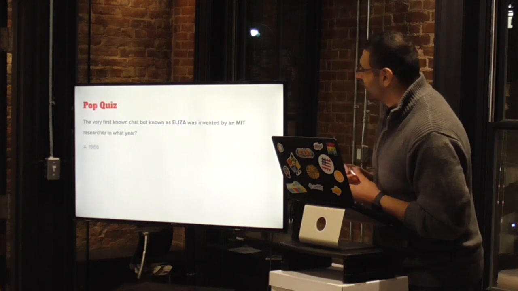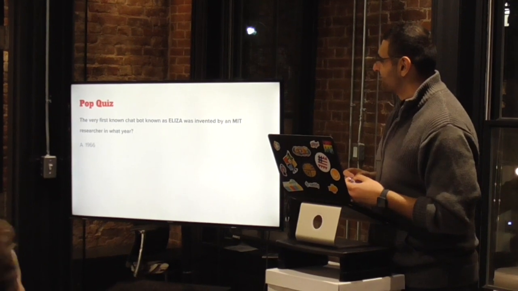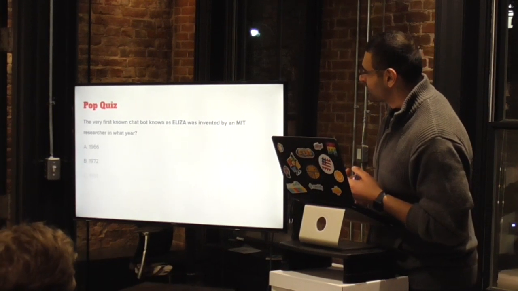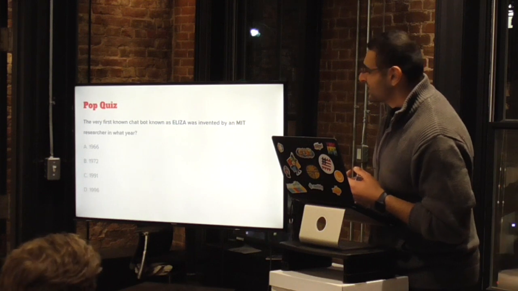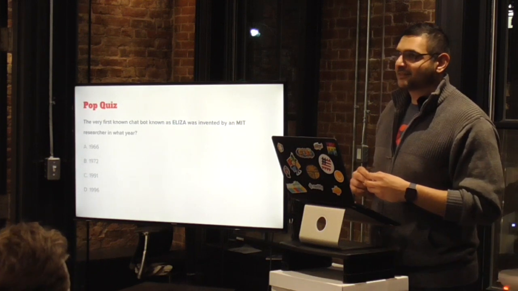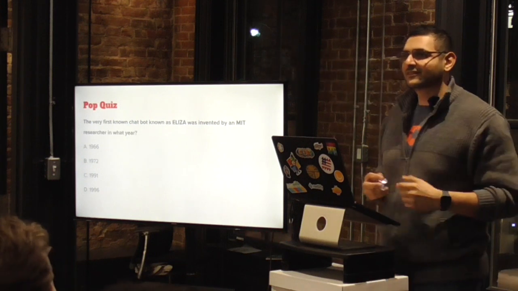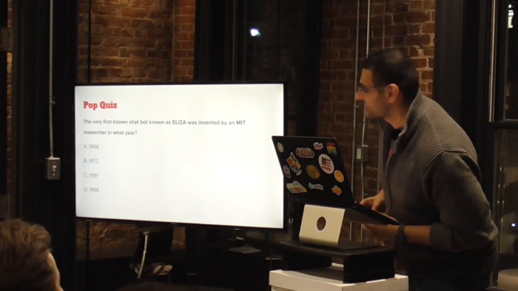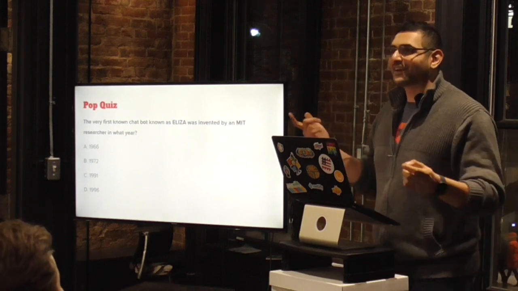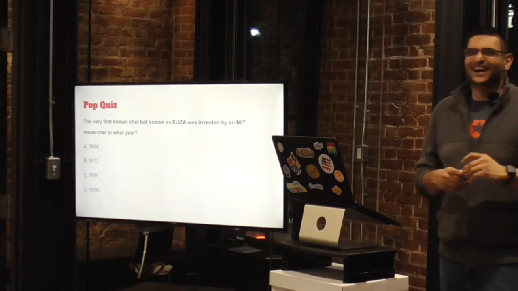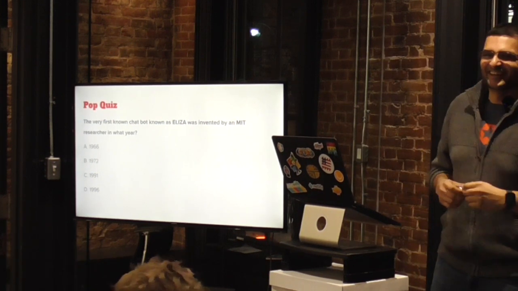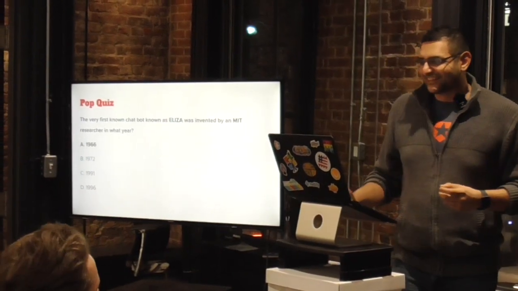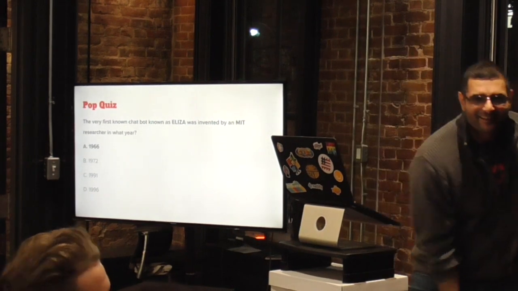So the very first known chatbot, known as Eliza, was invented by an MIT researcher in what year? A, 1966, B, 1972, C, 1991, or D, 1996? So raise your hand and give me, yes, go ahead. 1991. No. D, 1996? No. No, 72. No. Oh my God, you guys got all of them wrong. 1966. All right, all right. Yeah, it was 1966. There you go.